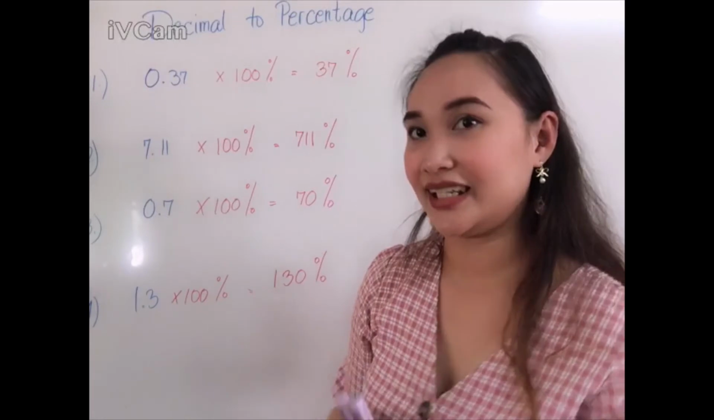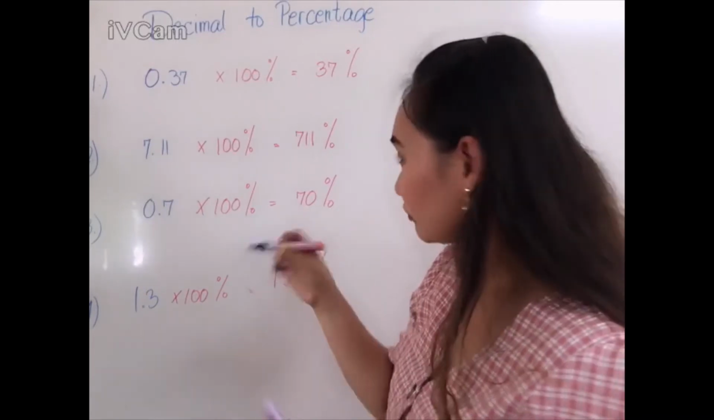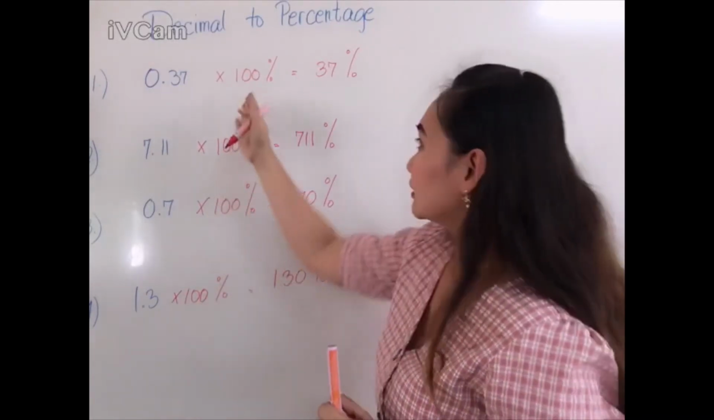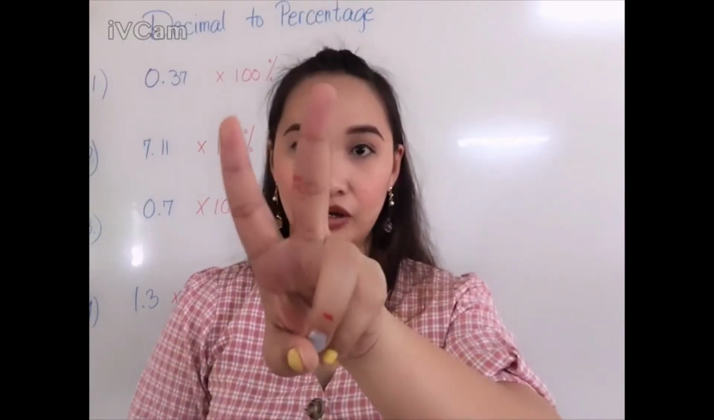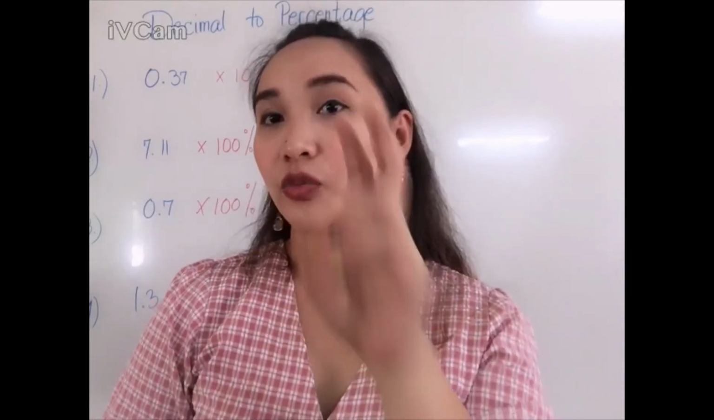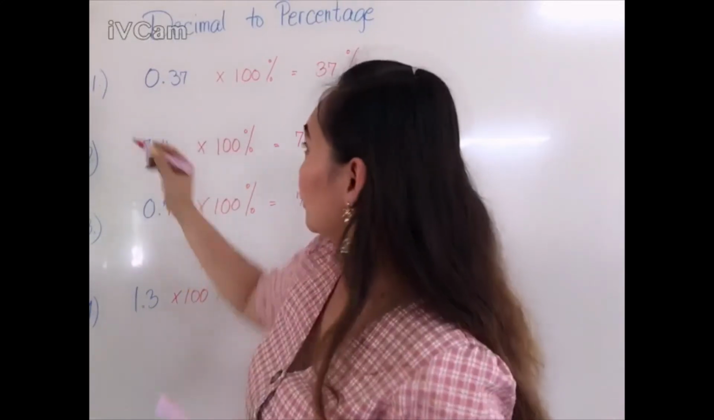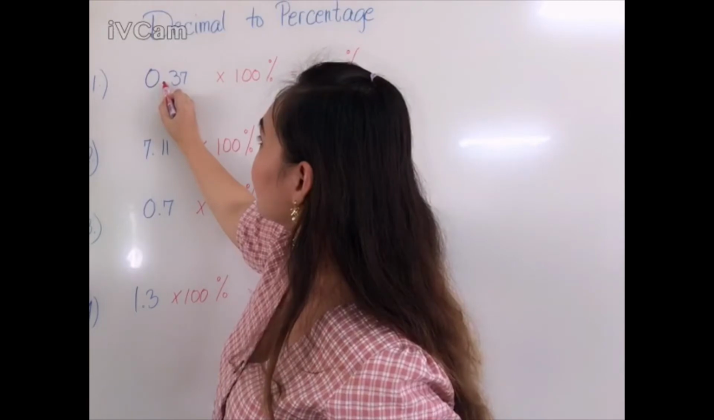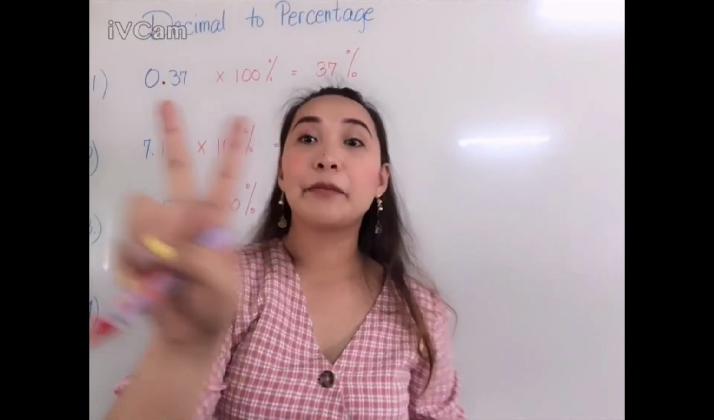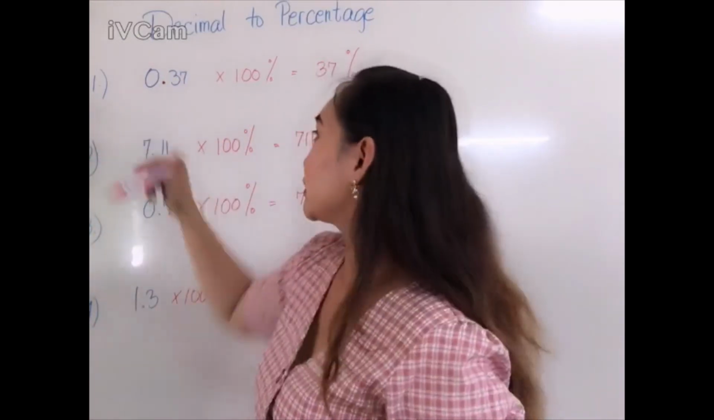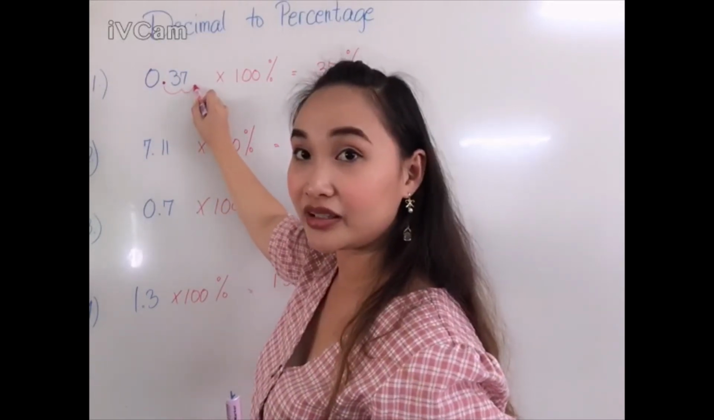Now here's a technique in changing decimal to percentage. Have you noticed here that it is 100? Now, how many zeros are in 100? We have 2 zeros. So we are going to move the decimal point. Where is our decimal point? So this one. Let's move how many times? 2 times backward. So let's count, 1, 2. So the decimal point is here. So what is the answer?